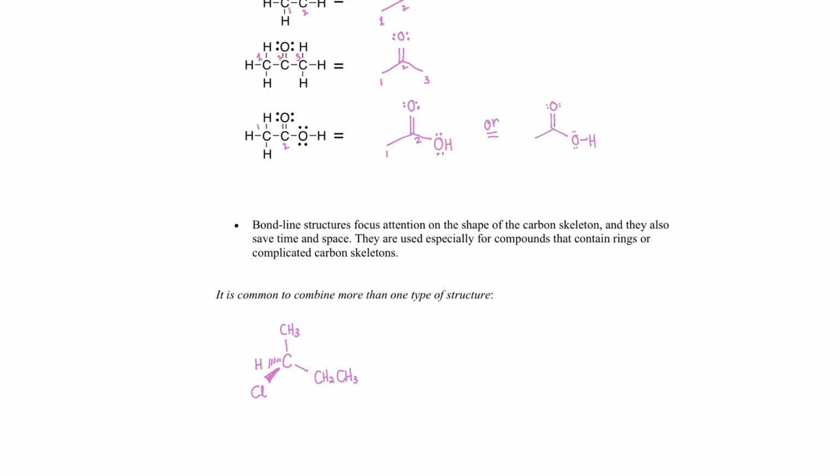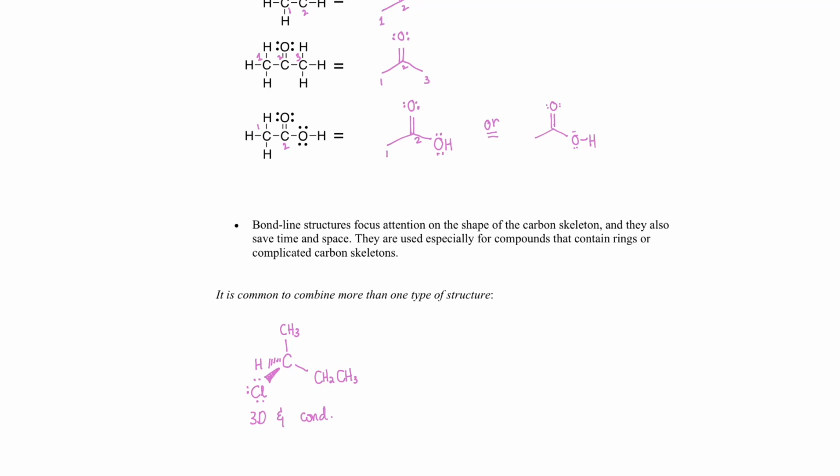You have a CH3 and a CH2CH3. And these methods of representations, they're condensed formulas. So here you have a combination of 3D as well as condensed. And for now, we're going to draw in the lone pairs on the chlorine until we get more advanced.